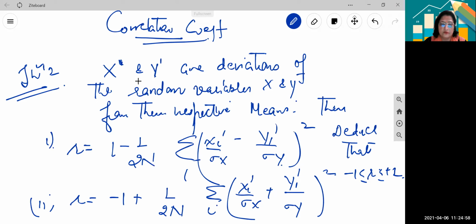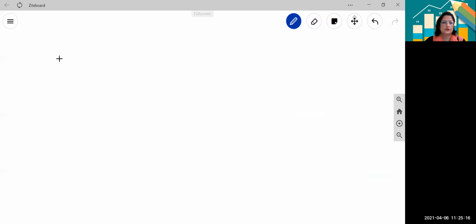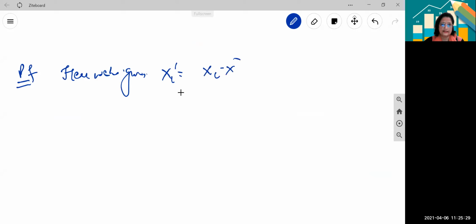So what we have given? We have given the deviations of the random variable from their mean. So deviation means xi minus x bar, yi minus y bar. These are called deviations. So its name is xi dash and yi dash. So proof of this theorem, what we have given here, we have given xi dash is equal to xi minus x bar, yi dash is equal to yi minus y bar, right?